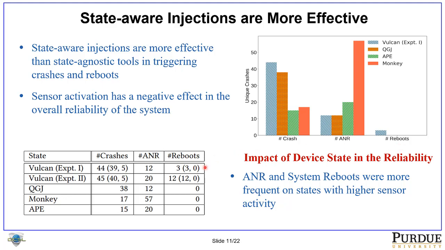Also, let's take a look at this table. As we recall, our second goal for the experiment was to evaluate the impact of the degree of concurrency on reliability. Here for experiment 2, we're using the Manipulator app to activate the same sensors that are being activated by the target application. By doing this, we are creating resource contention that is leading to more ANRs and more system reboots, meaning that the sensor activation has a negative effect on the overall reliability of the system, and also the degree of concurrency is affecting the overall reliability of the application.